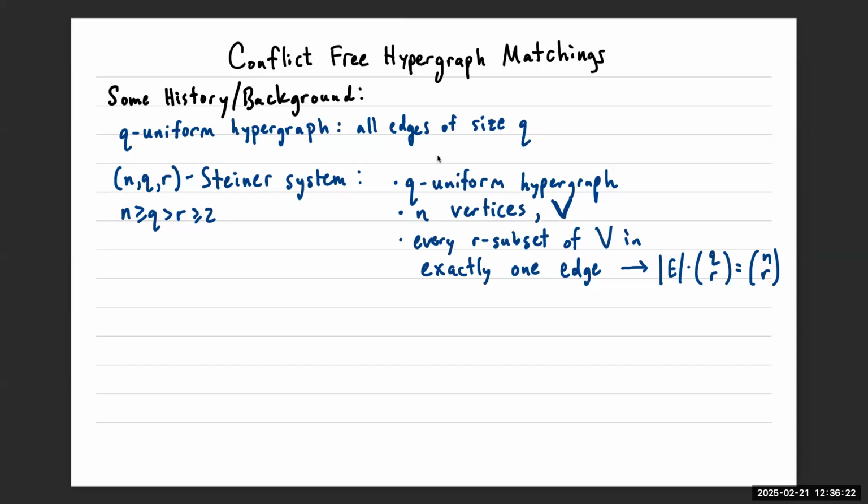Let's see, if every r-subset of V is in exactly one edge, then let's just do double counting. How many r-subsets of V are there? There's this many total. And if there's this many edges in my hypergraph, each of size q, each of them is covering q choose r many r-subsets. This isn't overcounting because each r-subset is counted exactly once on this side as well. So we must have this relation, and then you can divide it through. The number of edges in an (n,q,r) Steiner system is exactly n choose r divided by q choose r.